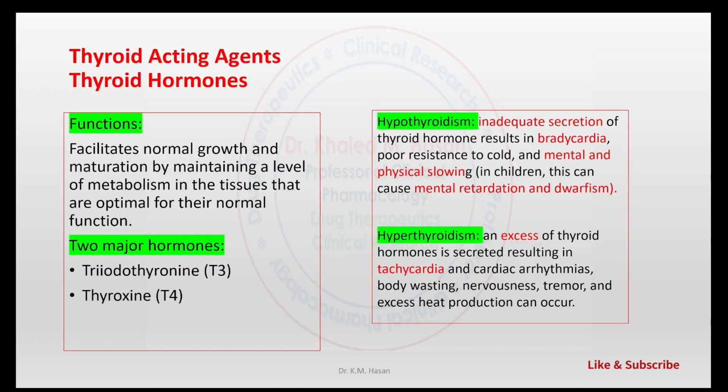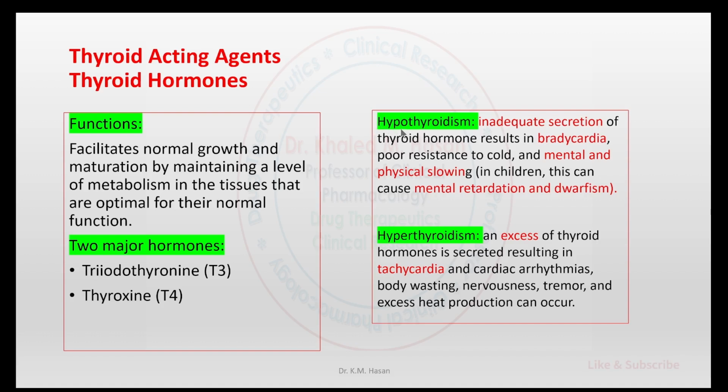So this slide here presents the importance of the thyroid hormone and regulation of metabolism. As we mentioned, we have two main hormones: triiodothyronine, T3, and thyroxine, T4. We are going to discuss two cases and the appropriate treatment for them. As I mentioned earlier, we have hypothyroidism.